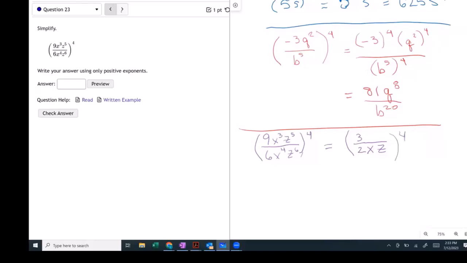simplified what's inside the parentheses. So now I don't have all that stuff going on. Everything didn't get just bigger and bigger. It got smaller. Now this is easier. 3 to the 4th divided by 2 to the 4th, x to the 4th, z to the 4th. 3 to the 4th, we already said, is 81. 2 to the 4th is 16. x to the 4th, z to the 4th.